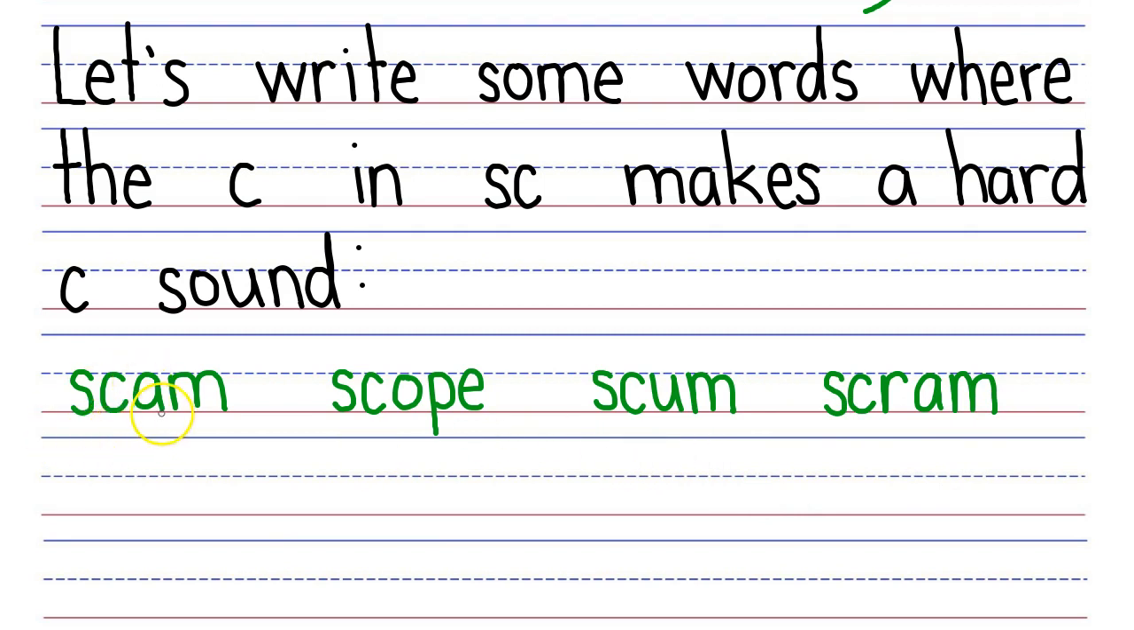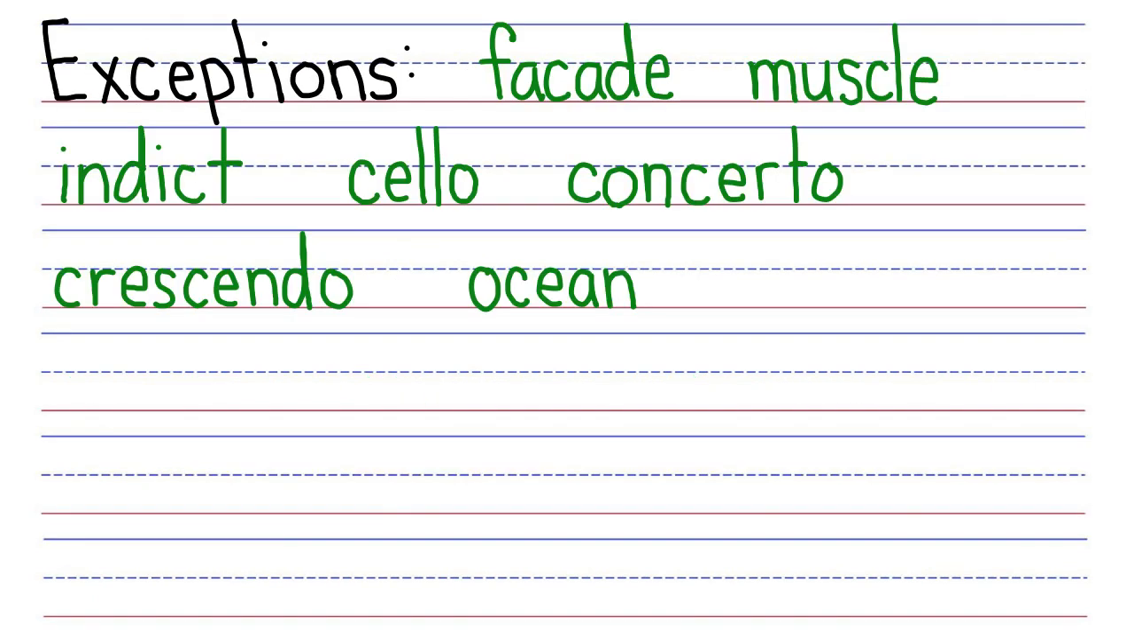So when you've got SC before A, O, U, or a consonant, the C is going to make a hard C sound k. The main thing to remember about letter C is that it makes a soft C sound before E, I, or Y. Otherwise, it usually makes the hard C sound. That said, there are a few exceptions to this rule. These are some words that fit into the exceptions category.